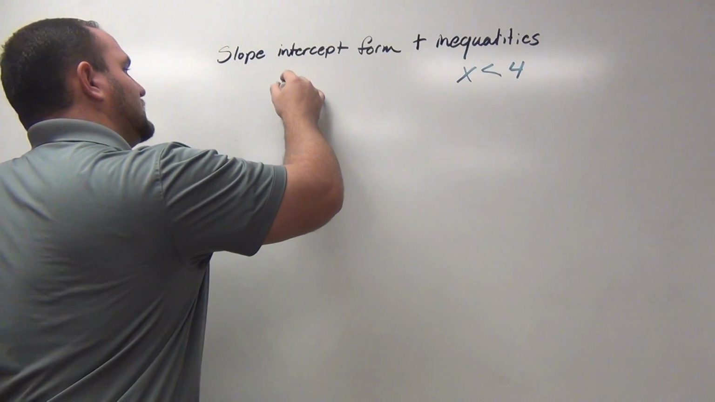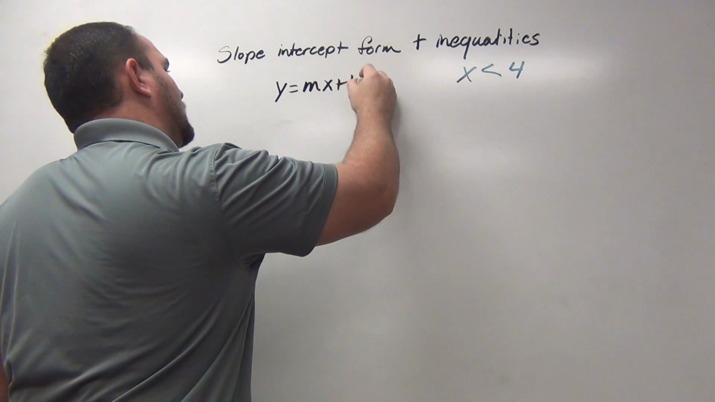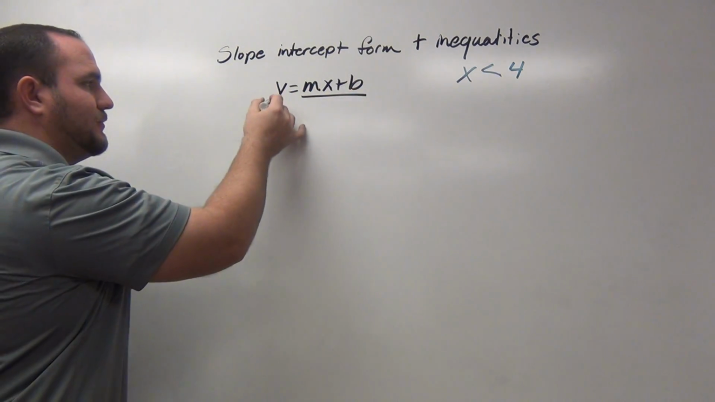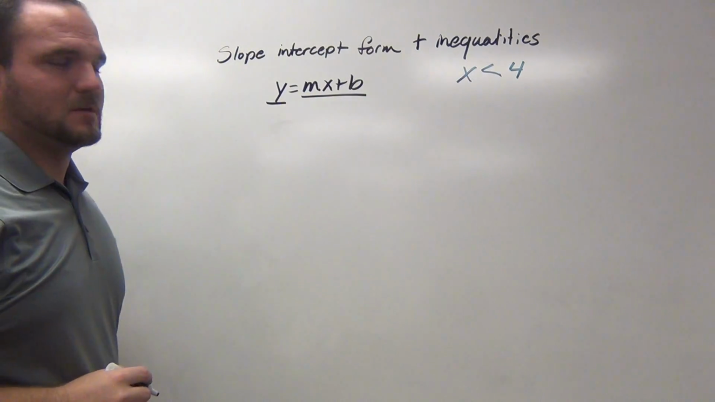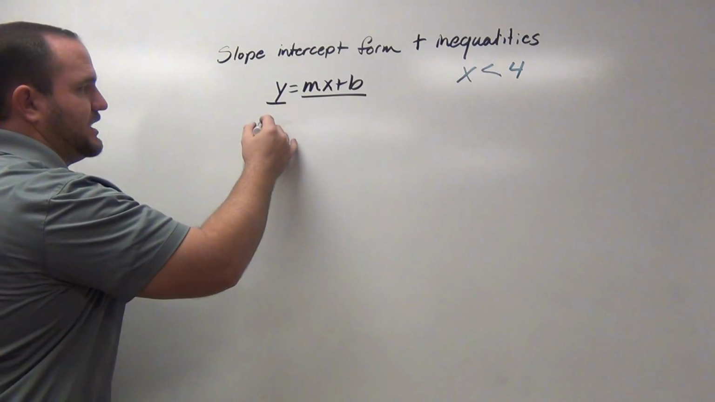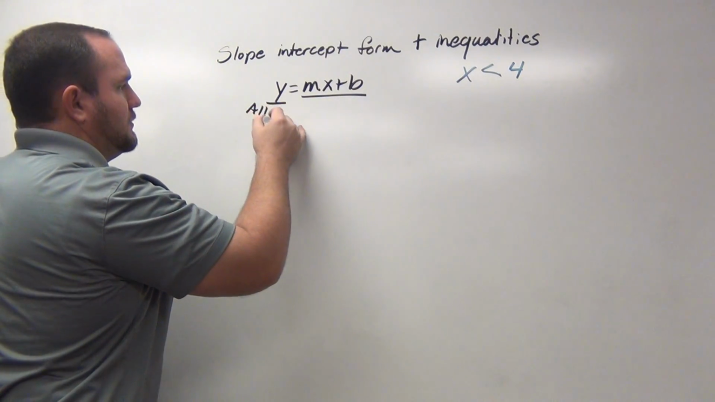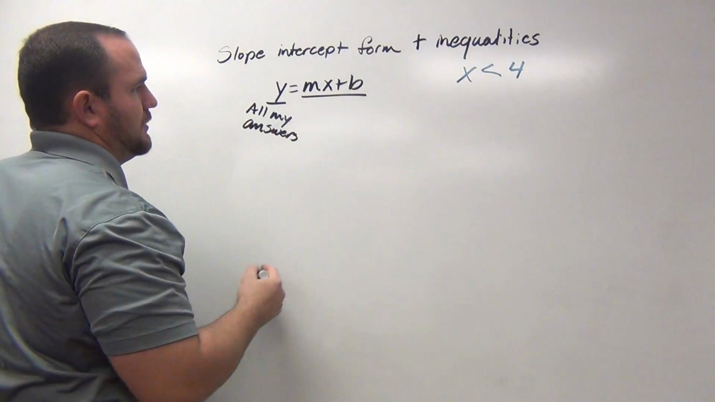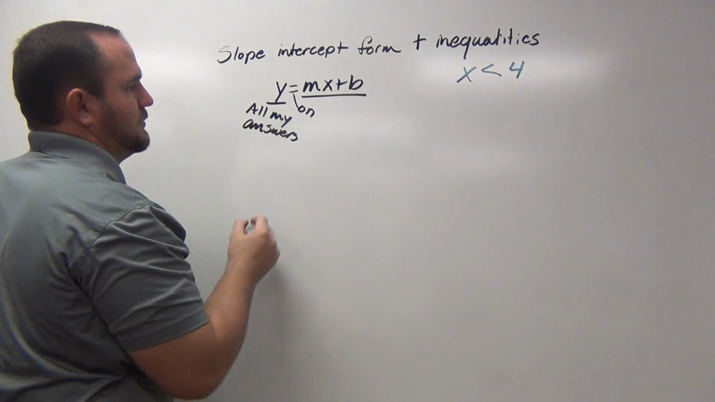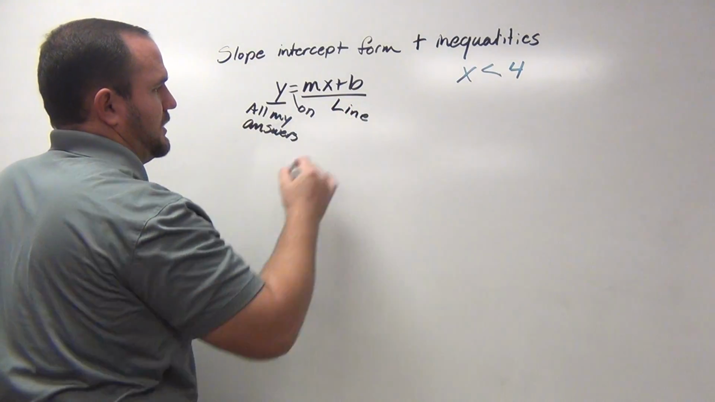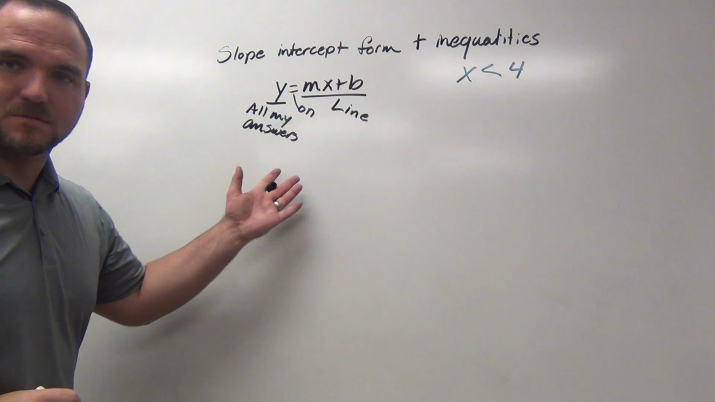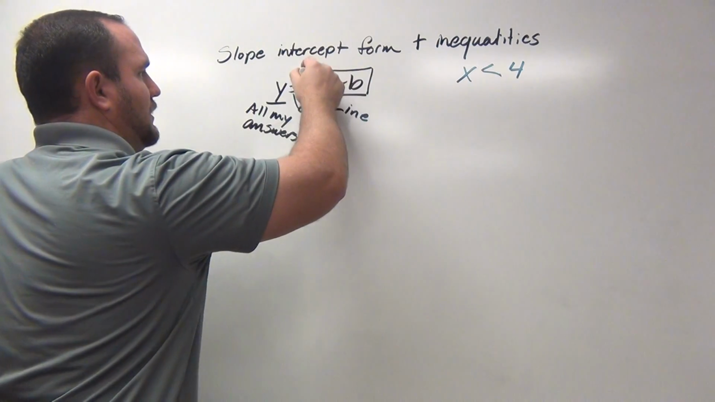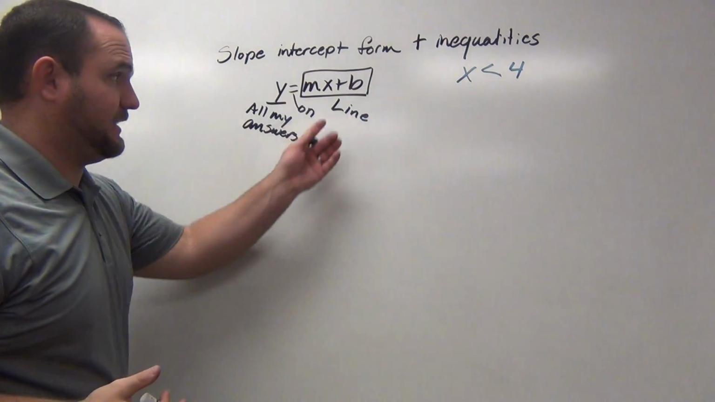Now, if I did this, that means that my line is going to have one specific answer. The way that I teach this is that I say you need to change this out. You say all my answers are on the line. That's what the equal sign means. So all of my answers are on the line, because this part right here, that's really what you're doing when you graph. That is your line.